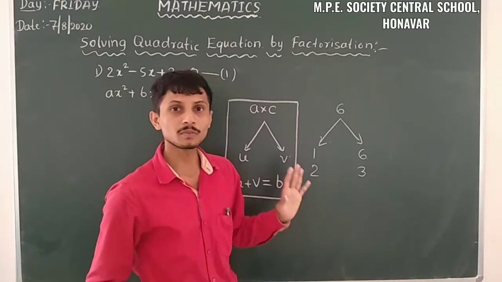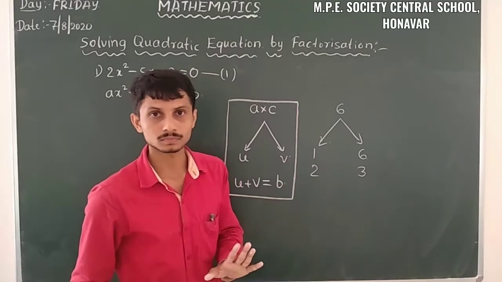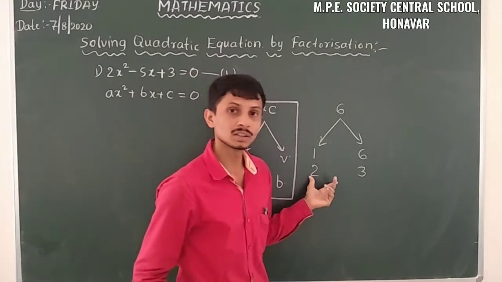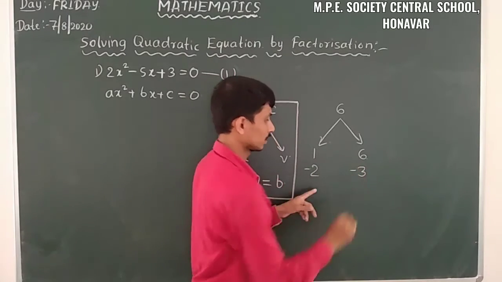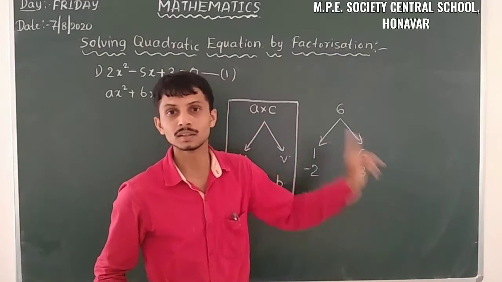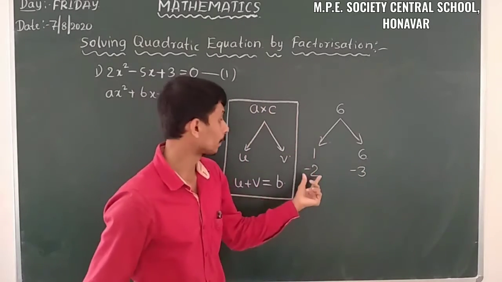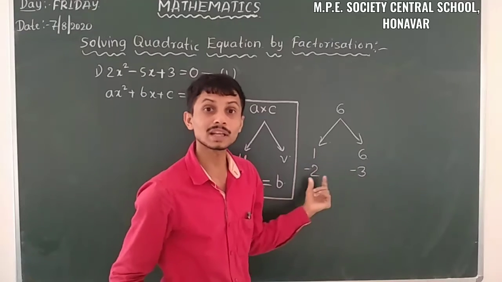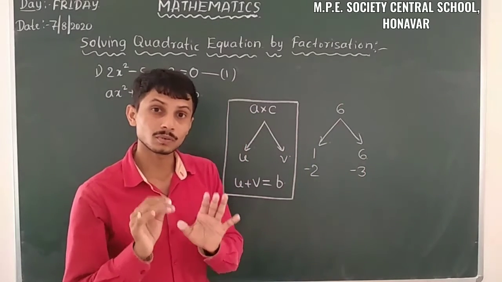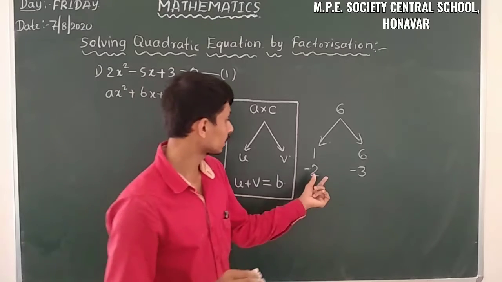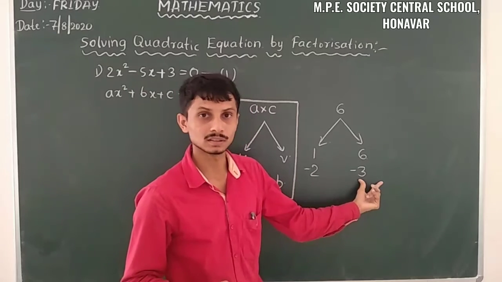So firstly, we want minus 5. So how can we get it? You can convert this into minus. Minus 2 minus 3, it is minus 5. And minus 2 into minus 3 means minus into minus plus, 2 into 3, 6. So that means our required factors are minus 2 and minus 3.